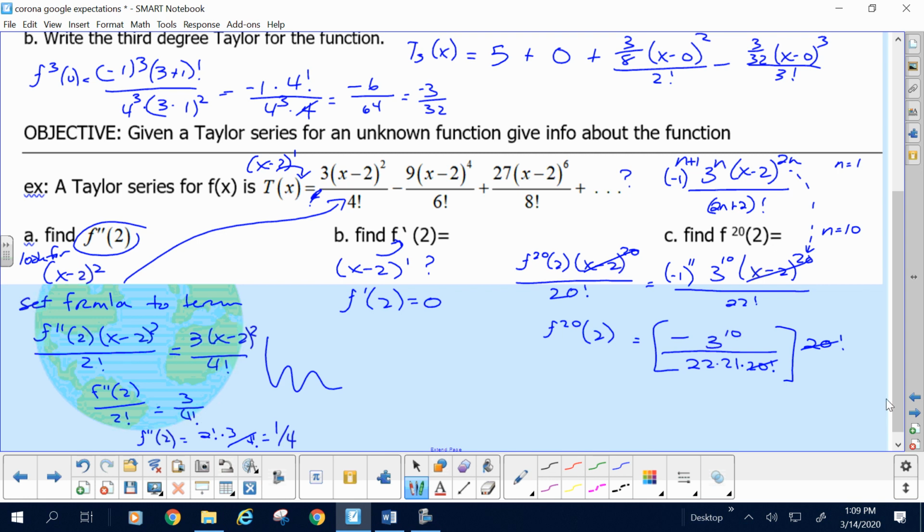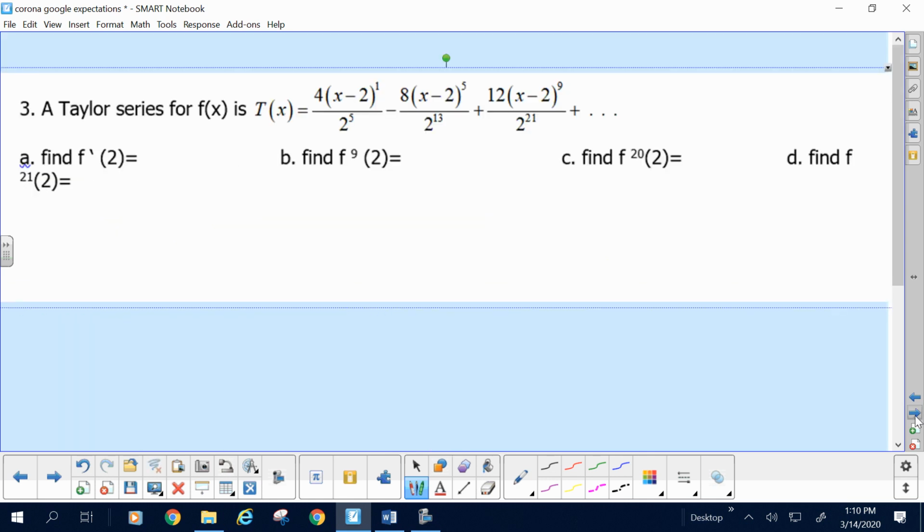So I think the 20th derivative, and probably what you'd see if this were a multiple choice, is negative 3 to the 10th over 22 times 21. That's about as ugly as you're going to see. That's pretty gross. All right? So we started with the general term so that we could figure out the 20th term. And once we knew the 20th term, then we could isolate the 20th derivative. All righty.